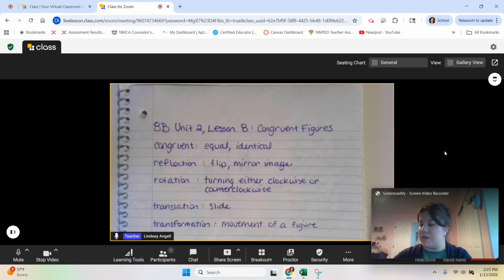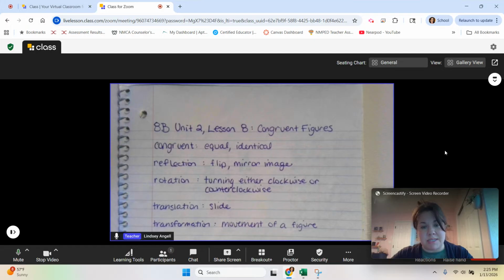Okay, so first off, I relisted a lot of the terminology that we've talked about so far. Today's is congruent, which means equal or identical. Okay, if two figures are congruent, that means their sides are the same, their angles are the same, right? Like you could put one on top of the other and they would match up perfectly.